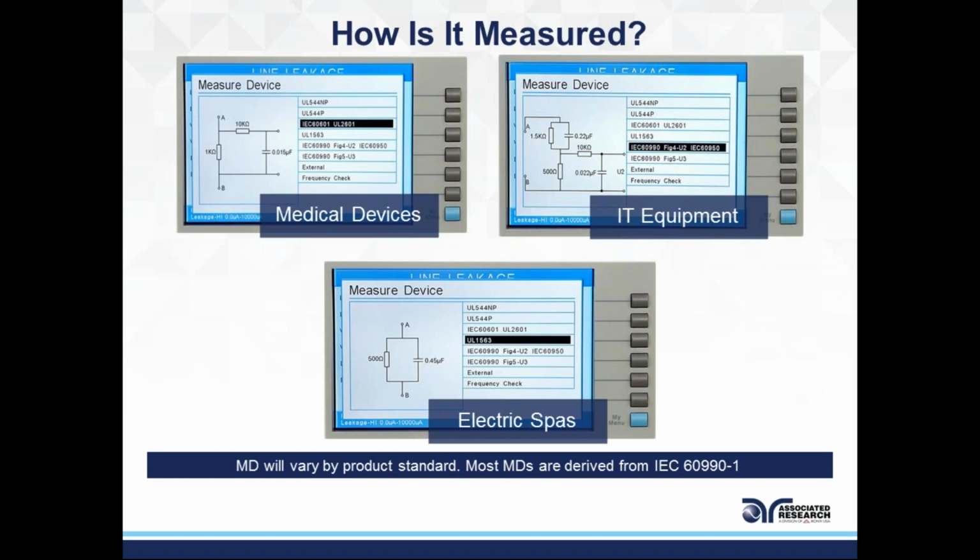As I mentioned earlier, there are different types of measuring devices. Our instruments are capable of up to 7 measuring devices, and we also have one where you can create your own measuring device if it's not listed in our instruments. Take a look at the left side here.